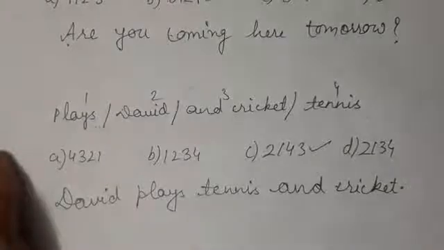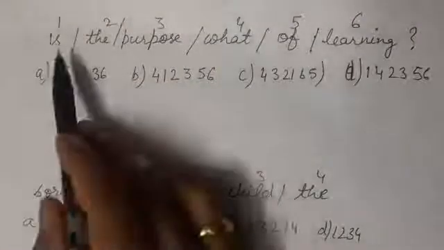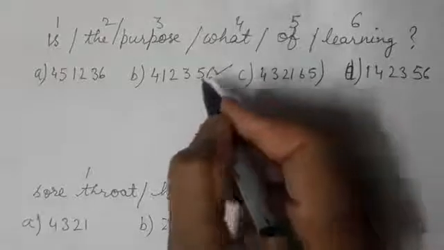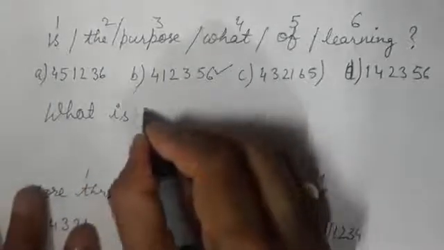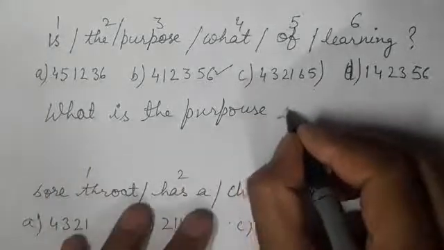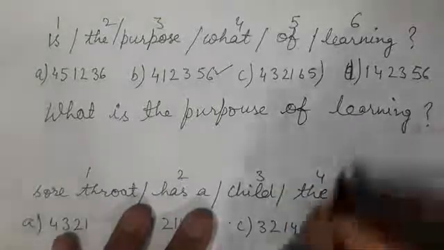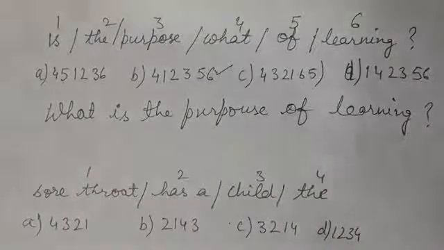I hope you understood. Now the next one: is, the, purpose, what, of, learning. You have to do it in the same manner. You have to check all the parts, and in this, part B is correct. We will tick over here and write the sentence: What is the purpose of learning? A question mark will come because it is a question. It belongs to the WH family.